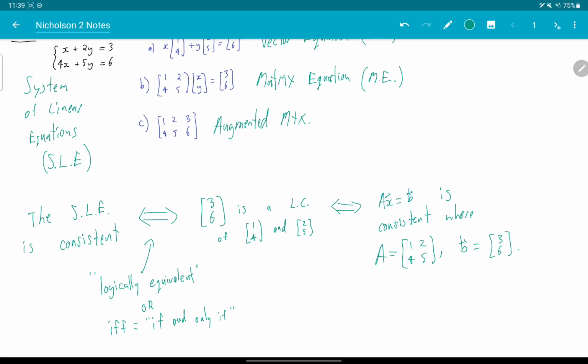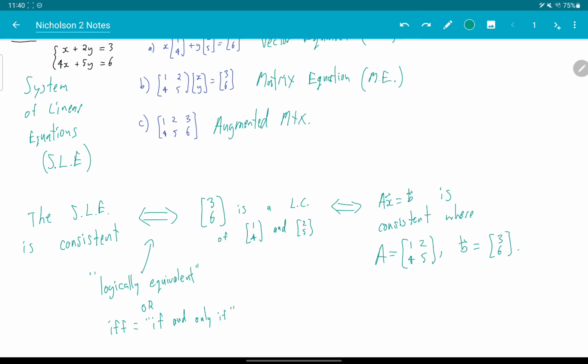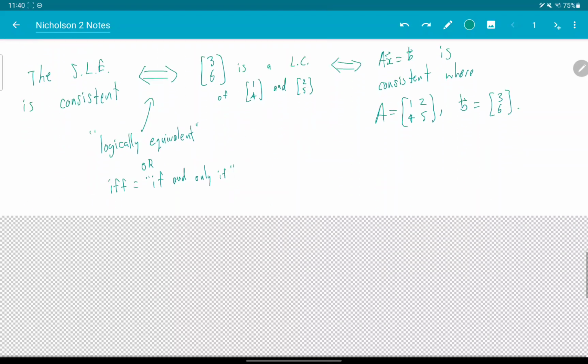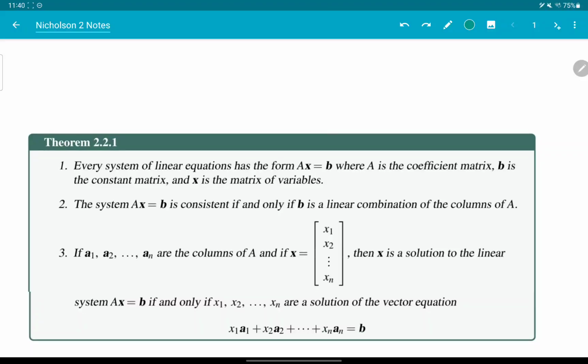So I guess I'd say three, maybe 3.5 different points of view here. And all three will be useful. With the SLE, we usually use the augmented matrix interchangeably. But the other two points of view will have their uses. All this discussion can be summarized in this theorem here. So please copy this into your notes.